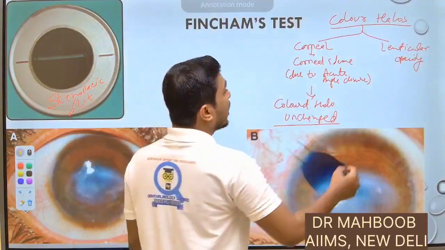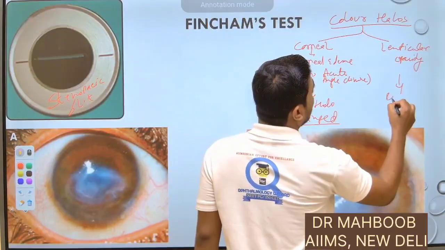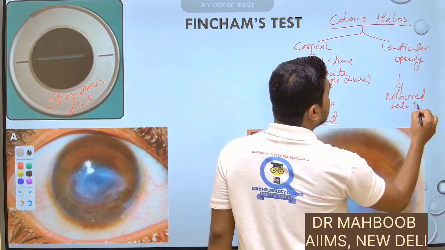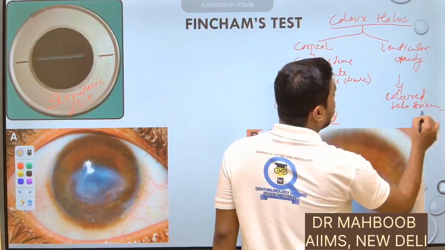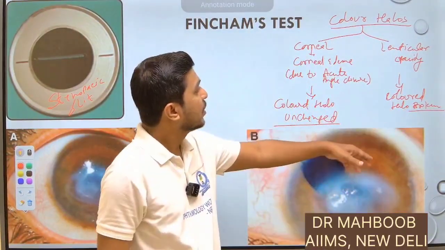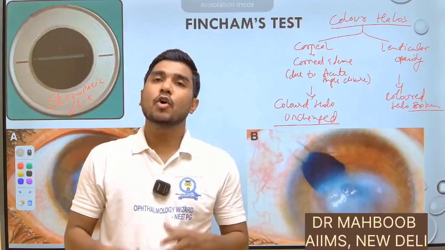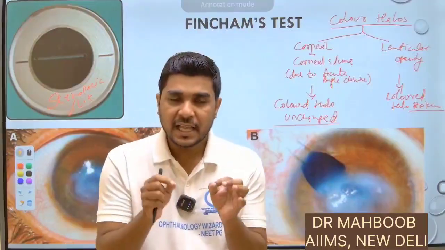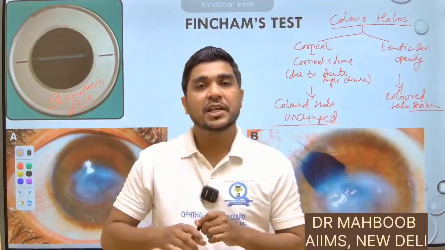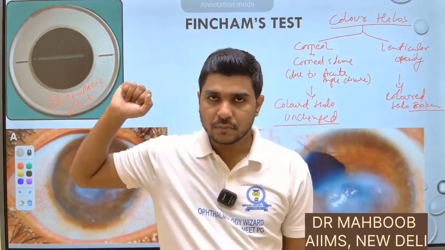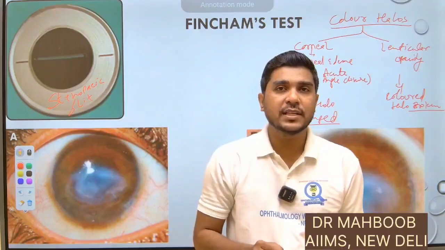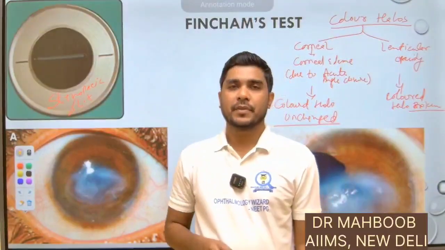If the colored halos are broken, that means it is because of lenticular opacity, lenticular or cataractous changes. That is how in Fincham test the stenopic slit is used. Now our second option was iridectomy.